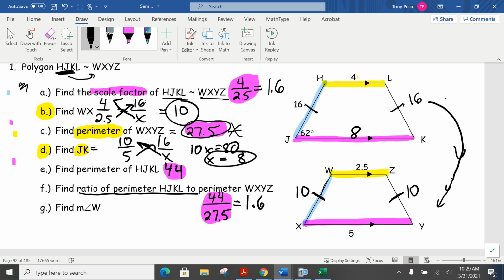So that is something we want to make a note of. That's something we want to know for future reference. Whatever the original scale factor is, that would also be the scale factor of our perimeters. All right. So in the future, we wouldn't even have to have done that work. We could have just done 1.6 and said that that's our scale factor for this as well. All right. Last one, angle W.